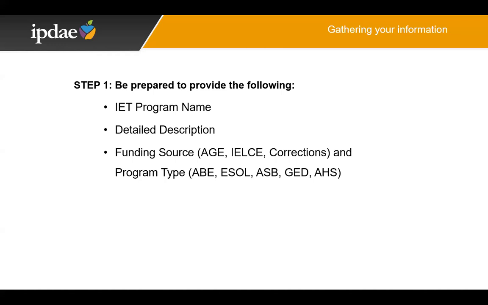If you have funds from corrections or AGE, however, it can be for ABE, ESOL, ASB, GED, AHS. So just be sure that this aligns. And then also each funding stream requires its own application. So for example, if you're using funding from HE, you select HE. If you plan on using IELCE in addition, then that's a separate application.